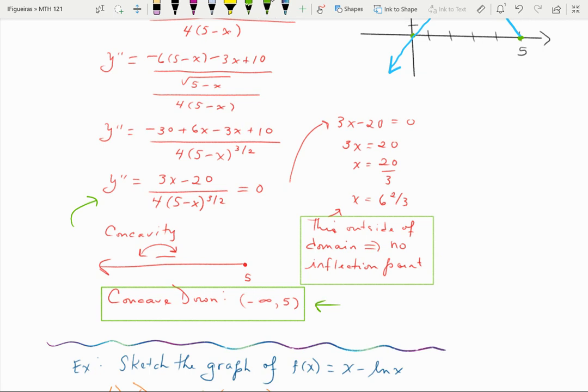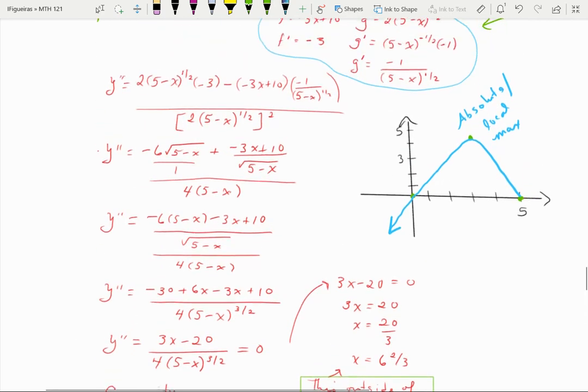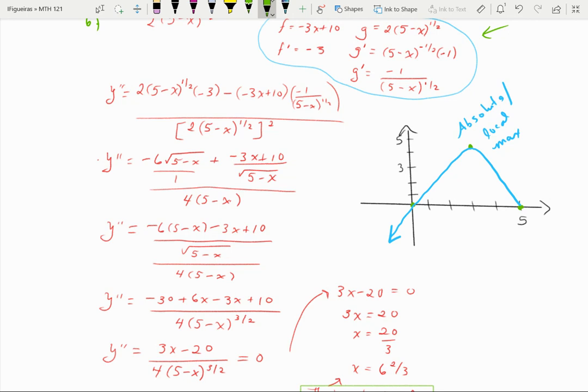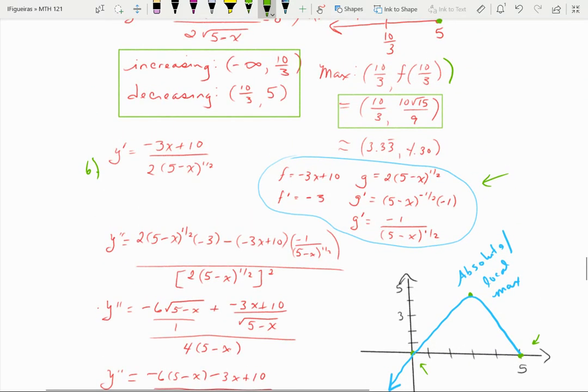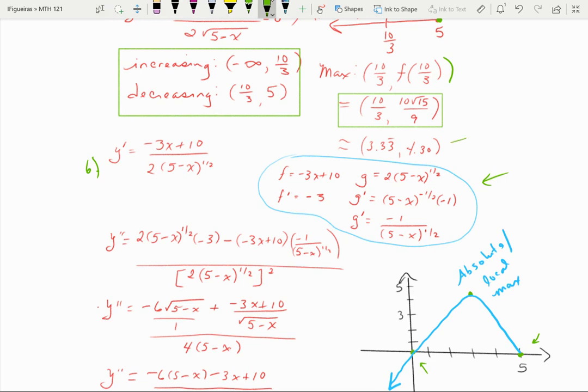All right, so all that information has to be put together. There isn't a whole lot of things for us to plot. Remember, there were only two intercepts, this one and this one, at (0, 0) and (5, 0). There was only one maximum value. It's both an absolute and a local max, and that was right here, about (3.3, 4.3).